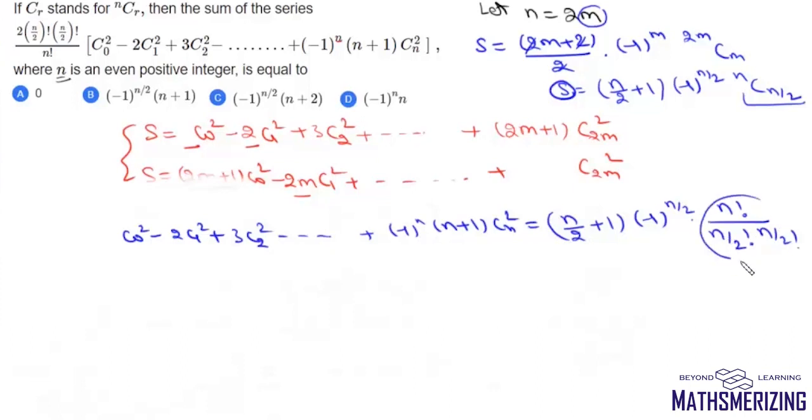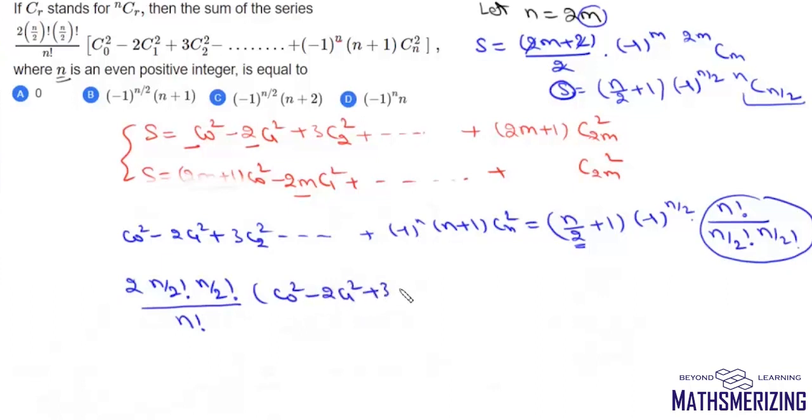Now I'll take this as well as this 2 on the left hand side. So I'll write 2 times factorial n by 2 upon factorial n into c0 square minus 2c1 square plus 3c2 square plus minus 1 to the power n plus 1 cn square as minus 1 to the power n by 2 into n plus 2, and that's your option number C.